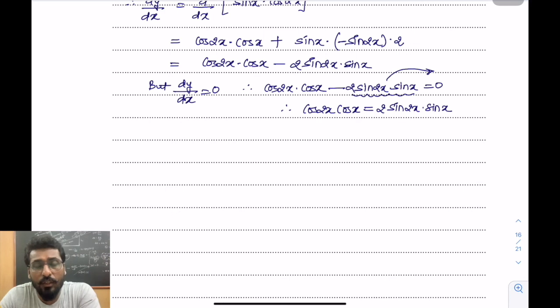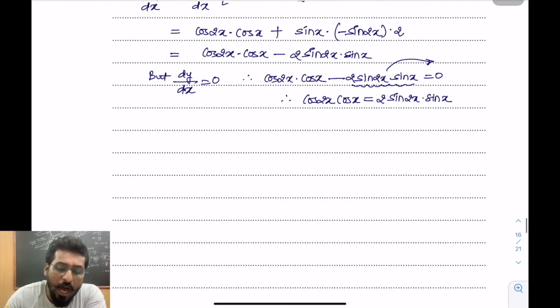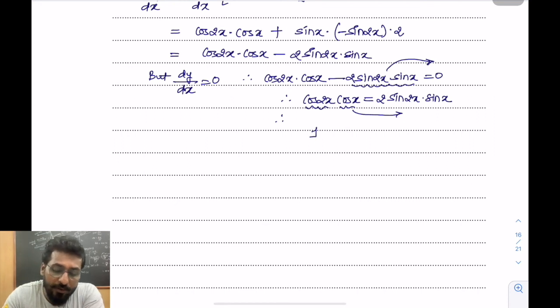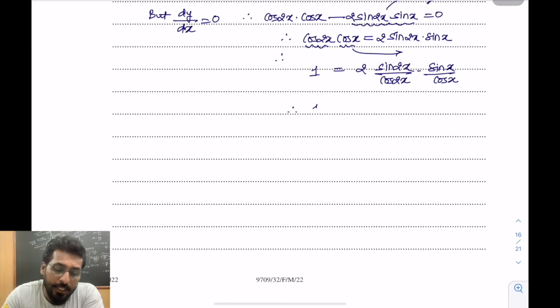So I have transferred the term of 2 sine 2x sine x to the right hand side. Now I'm going to send this cos 2x and cos x below sine 2x and sine x. So one will be left on the left side. This is 2 sine 2x divided by cos. It's a very good example, students. So pay proper attention. Sine x divided by cos x. So can I say it's like 1 upon 2 is equal to tan 2x into tan x, right?